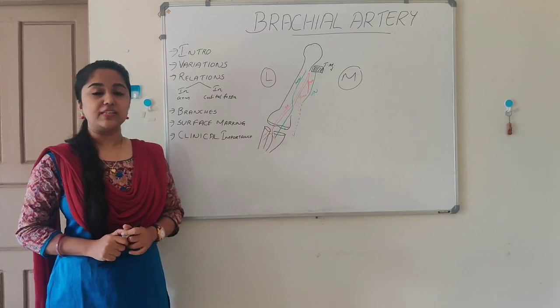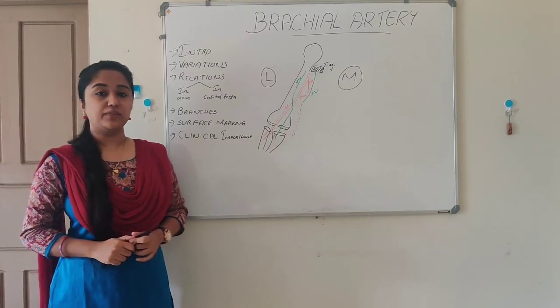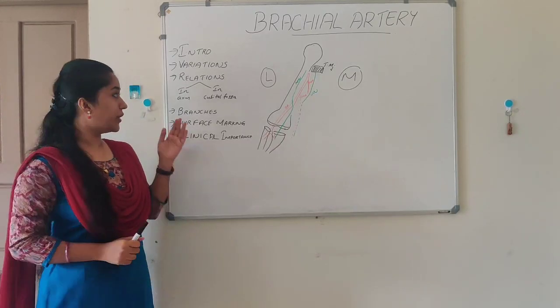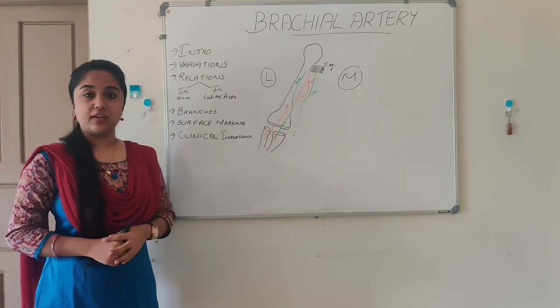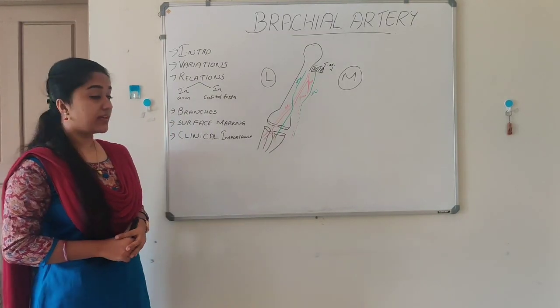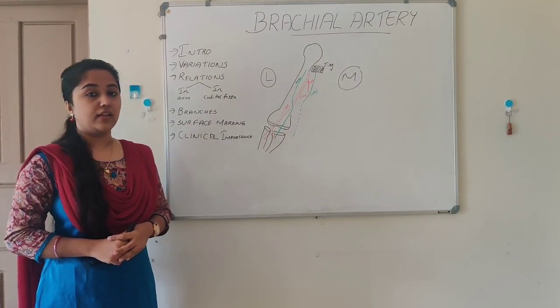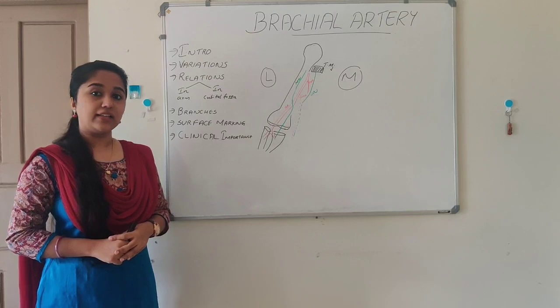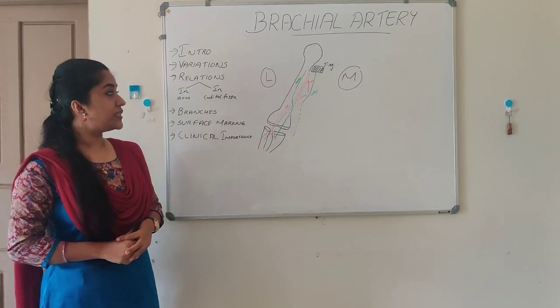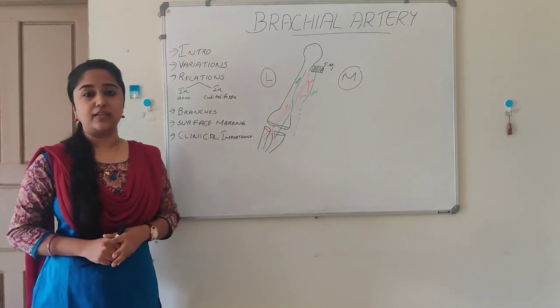In this section, we'll discuss the brachial artery. We'll discuss it under the following headings: the introduction, variations, relations in the arm and in the cubital fossa, branches, then the surface marking and the clinical importance. So first we'll see what's the introduction to the brachial artery.